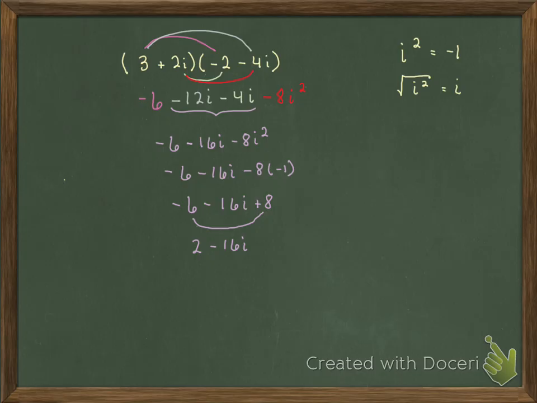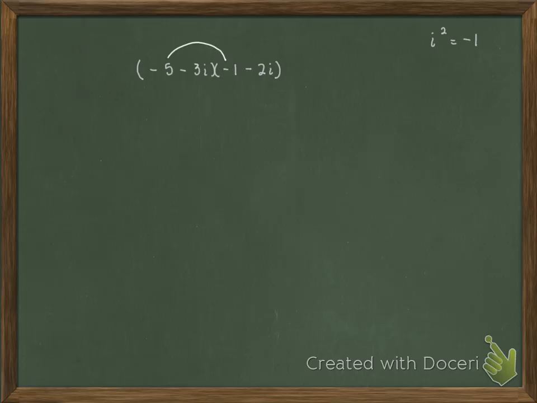Okay? So let's do another one. Negative 5 minus 3i times negative 1 minus 2i. Okay, remember, i squared is equal to negative 1. So we'll start at the beginning. What better place is there but to start at the beginning?